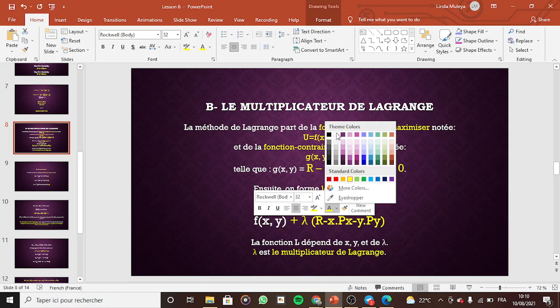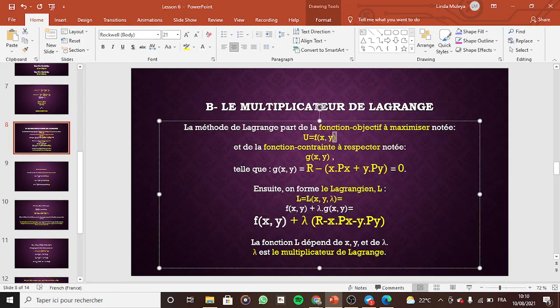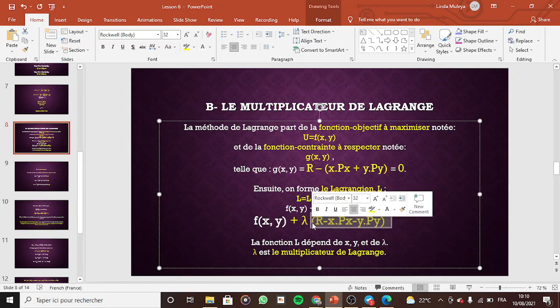Voila. And then the second part of the formula is la fonction contrainte à respecter, the function of constraint that you have to stay within or that you have to respect. This function takes you back to the idea of budgetary constraint, where the consumer wants to buy goods that give them the most satisfaction, but they are constrained by their budget. They can only buy something that's within their budget.